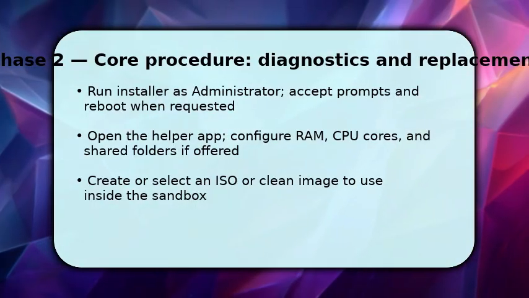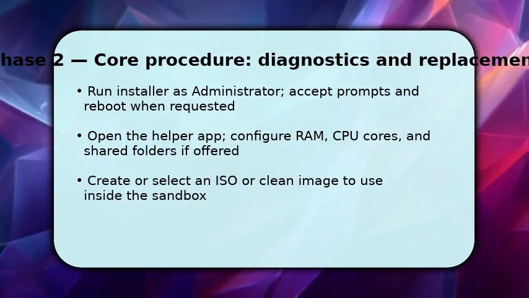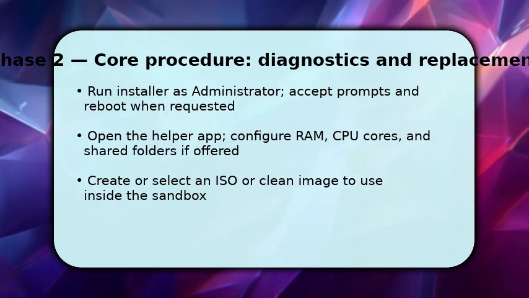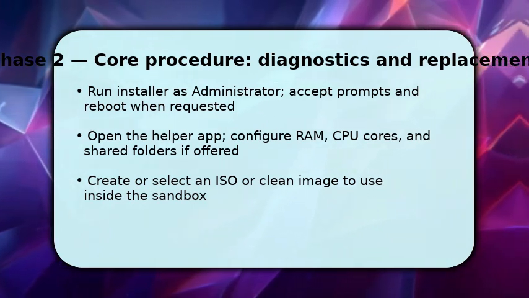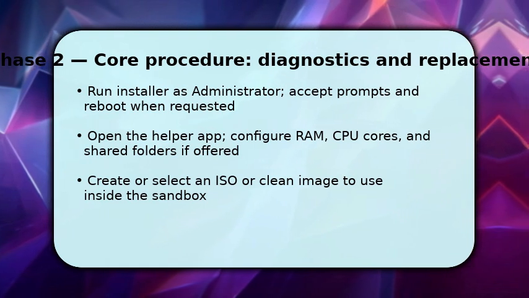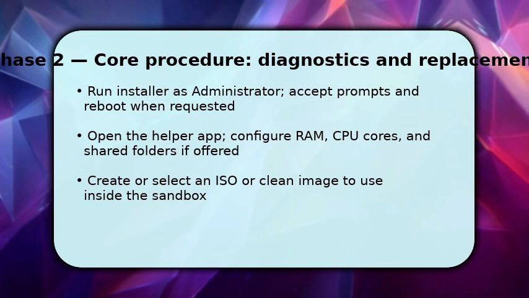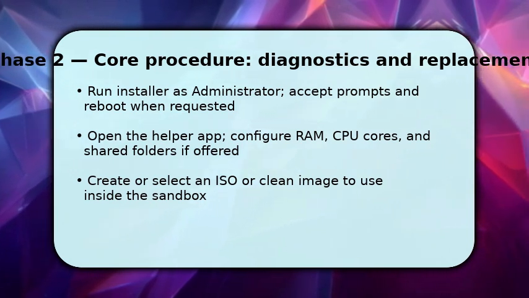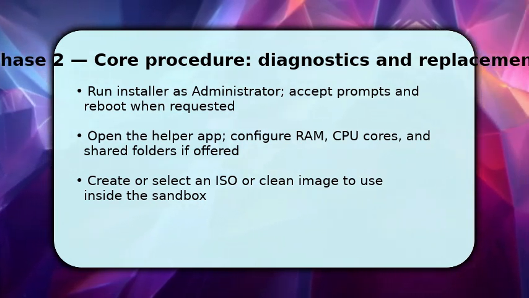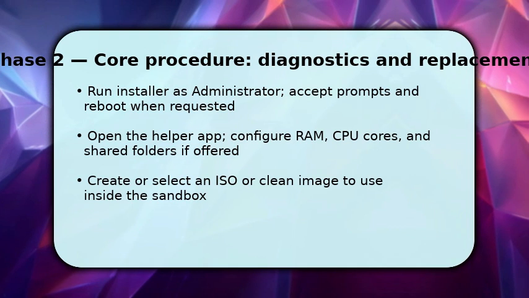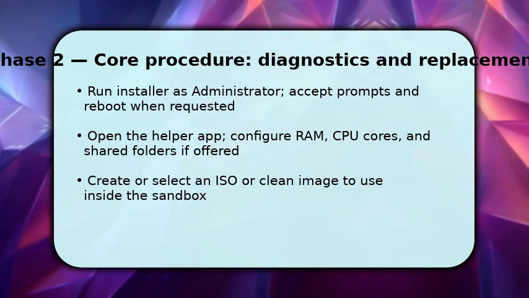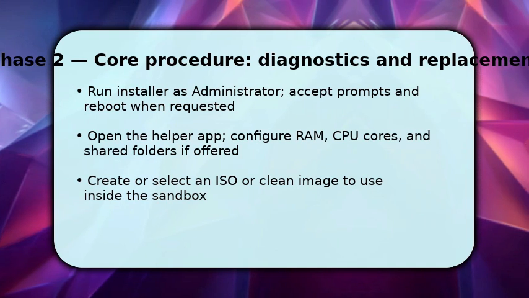Run the installer as administrator and follow the prompts. Accept optional components and reboot when requested. Once back, open the helper application that the installer placed on your system. Configure resource limits like RAM and CPU cores so the sandbox doesn't starve your host. Then point the tool to an ISO or a clean Windows image you want to test. This isolates changes and preserves your main system.